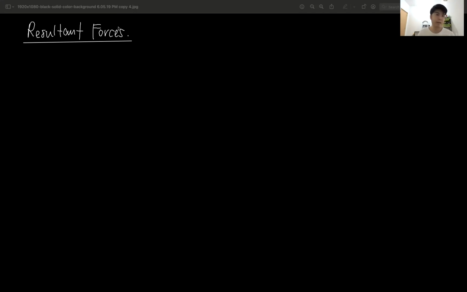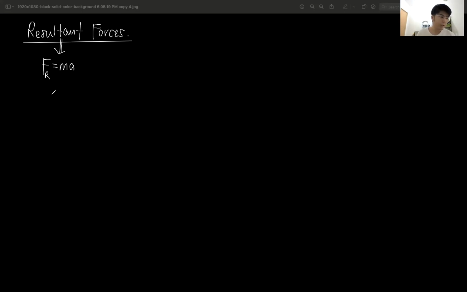On Newton's second law. So what does Newton's second law say? F equals ma, right? The F is the resultant force. Okay, it is the net force.